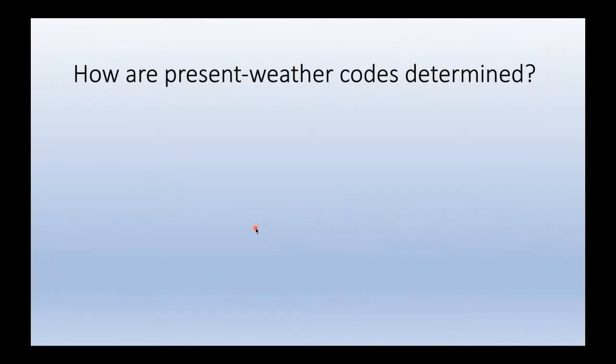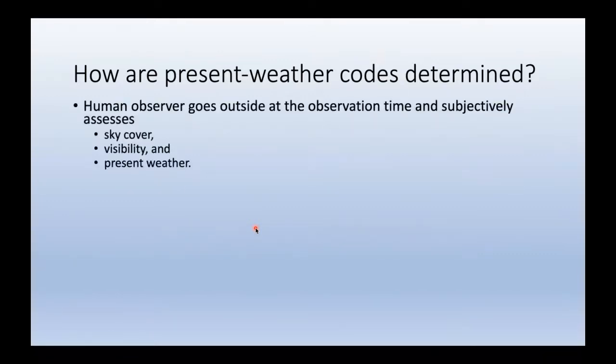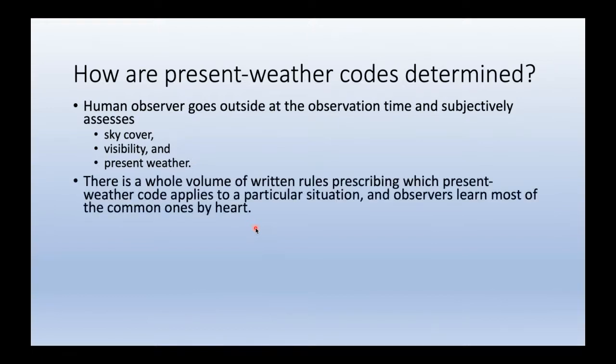And this is where we deviate quite a bit from the usual concept of making measurements, where you measure something and you quantify it. You probably have some kind of calibration, and then you report it with error bars if you're doing things in a rigorous way. It's very different in the case of the present weather codes, because a human observer simply goes outside and subjectively assesses the sky cover, the visibility, and the present weather. There's a whole volume of written rules from the WMO that describe or prescribe which present weather codes apply to a particular situation, and observers learn most of these common ones by heart.